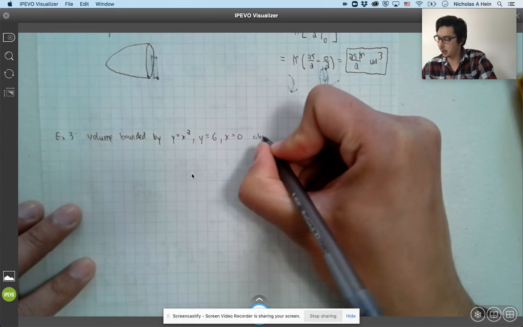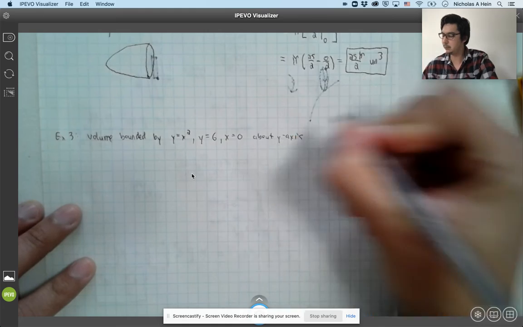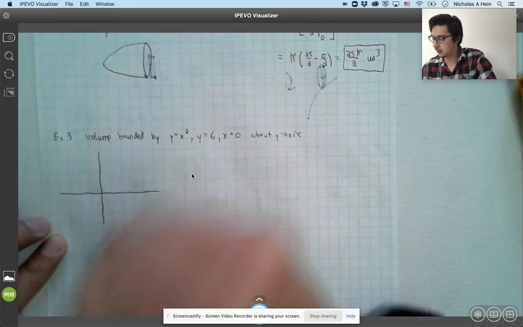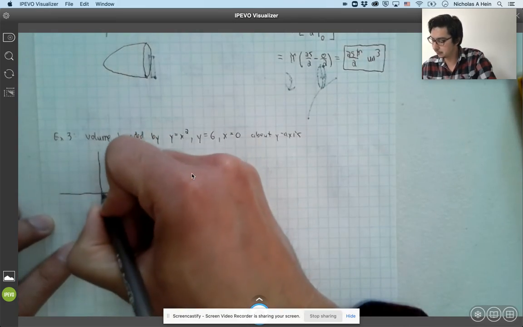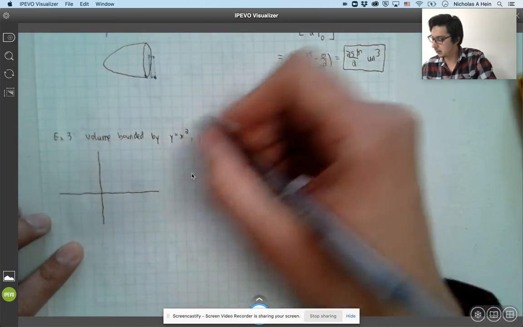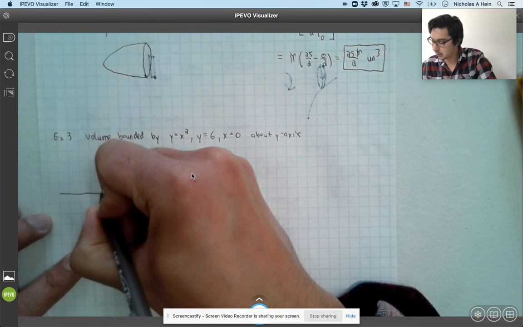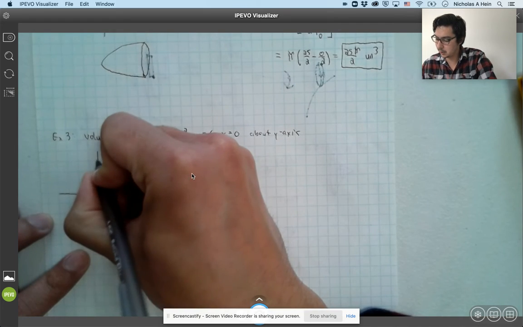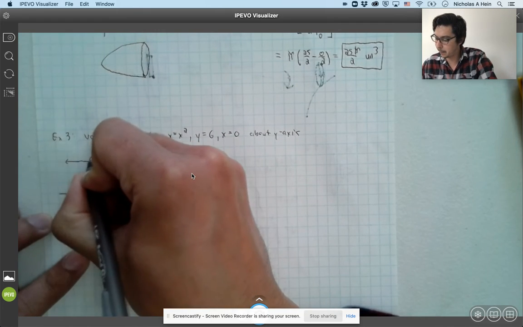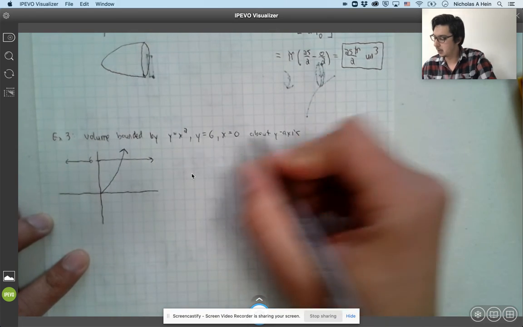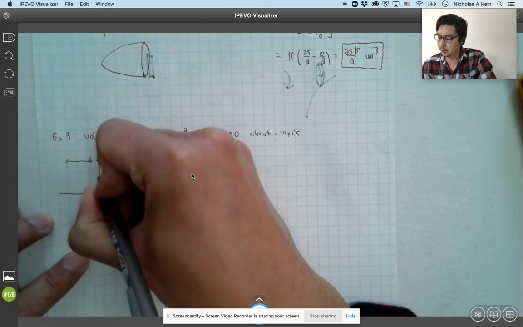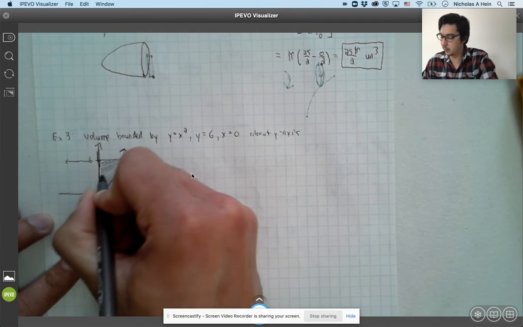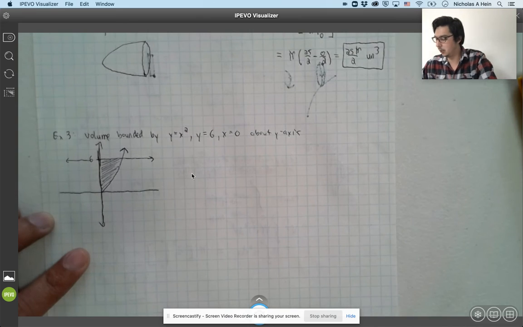And we're actually going to do this about the y-axis. Okay. So let's make a sketch of this situation. So we have y equals x squared, and I'm just going to sketch this part of the graph. And I'll explain why in a second. Y equals 6, so at some point 6 up here. And x equals 0, which is this line here. That's why I didn't draw the whole parabola, because I don't need this side. So that's the region we're looking at that's bounded by those.